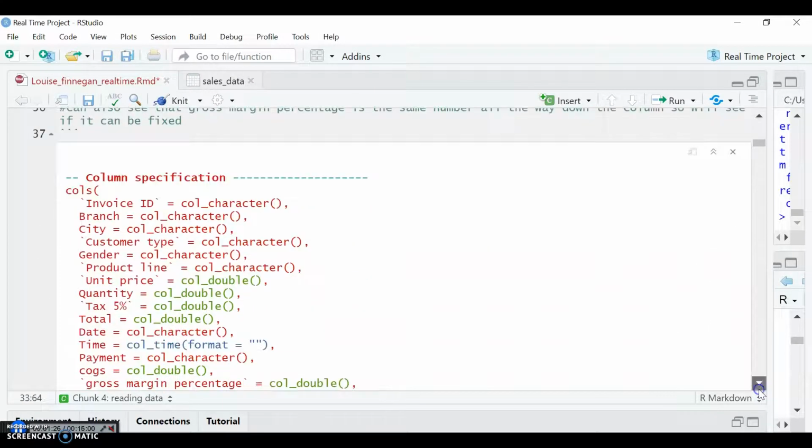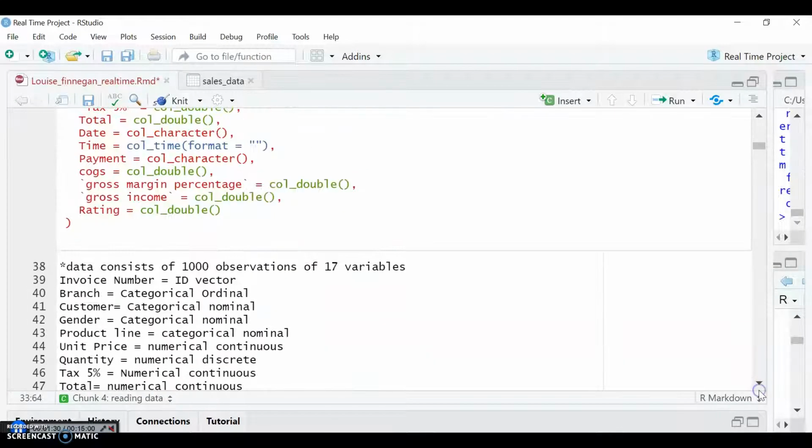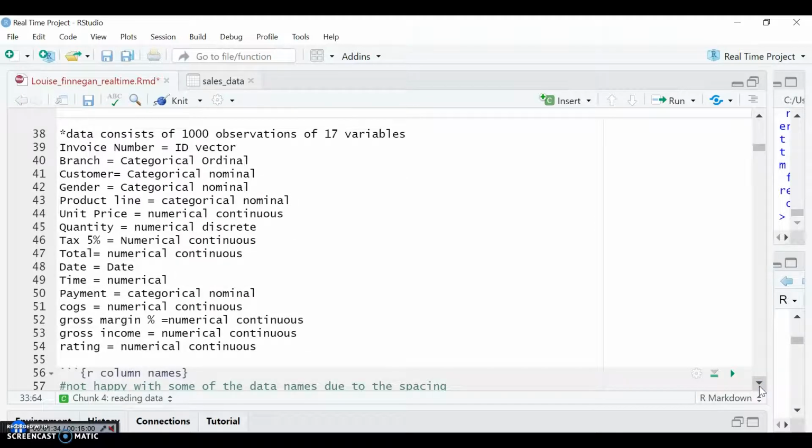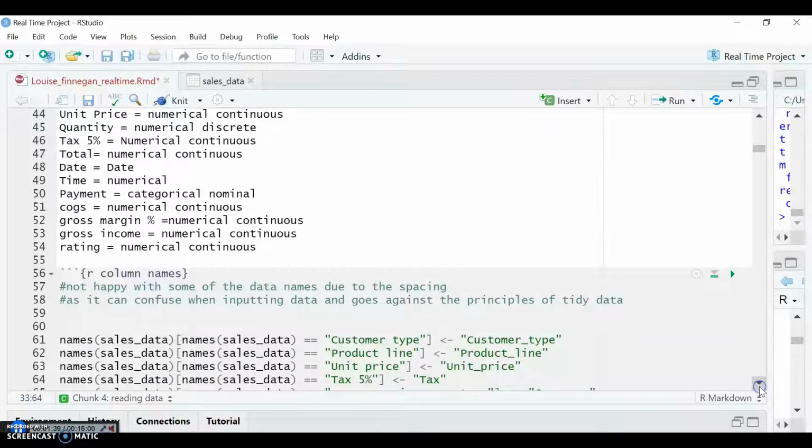Also noted that most of the columns were characters, so I had to have a look at the format of them as well. So just a look at the initial 1,000 observations, 17 variables, there's the categories, there's the types of data that's in each category.